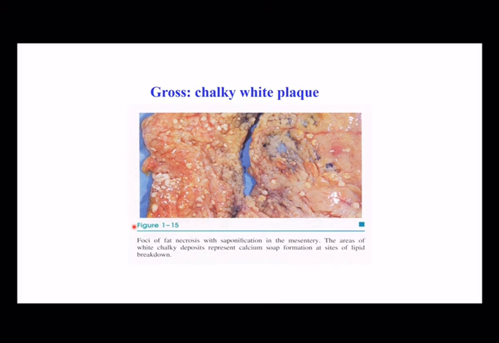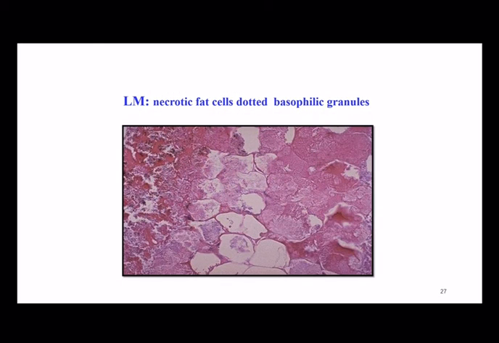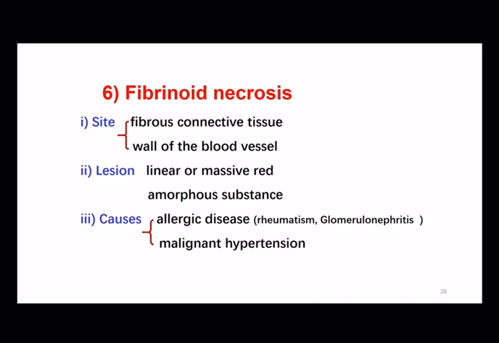This picture shows calcium soap formed in the mesentery. The color of calcium soap is chalky white, like here. These are necrotic fat cells. Some of them still show blurry outlines, like here, and have dotted eosinophilic granules. Here, the dotted granules. The last type is fibrinoid necrosis.